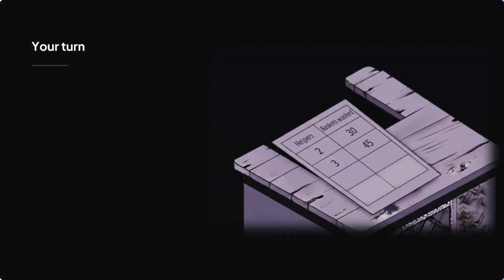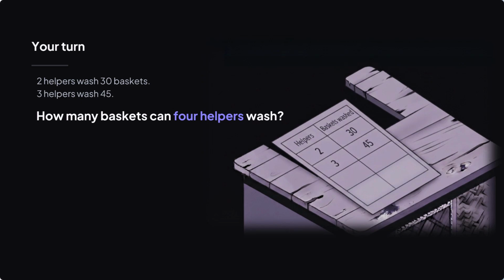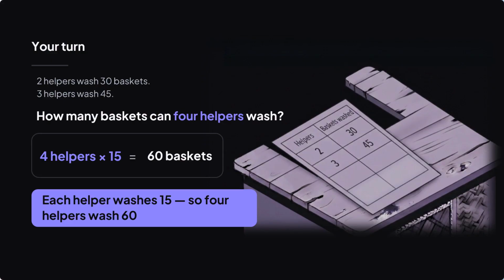Now your turn. Supposing in a wash station, 2 helpers wash 30 baskets. 3 helpers wash 45. Following the pattern, how many baskets can 4 helpers wash? Think. Each helper washes 15 baskets, so 4 helpers wash 60.